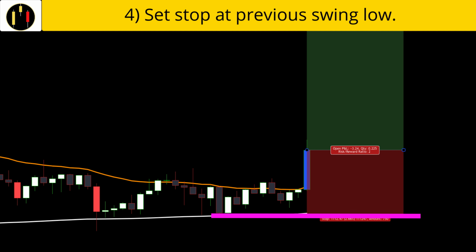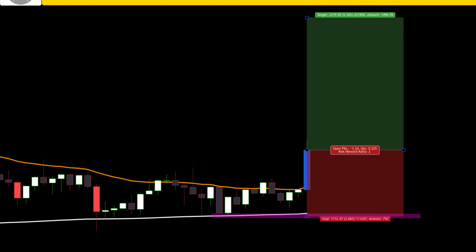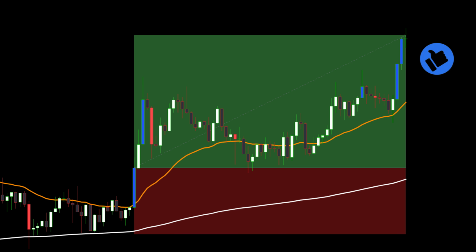We place our stop below the previous swing low and target 2 times risk. And after a while, this example hits the target.